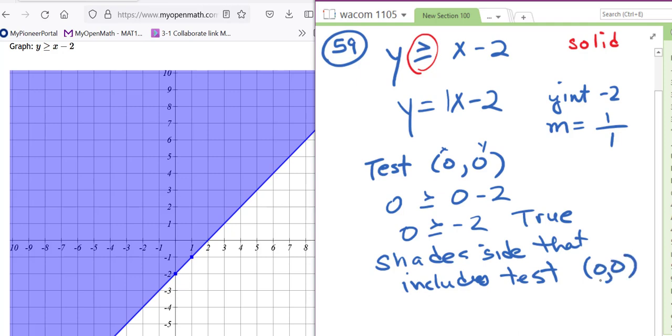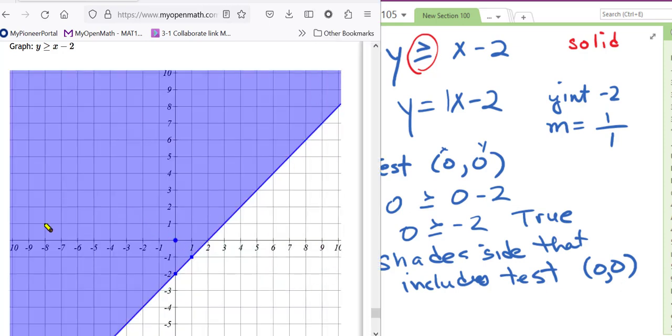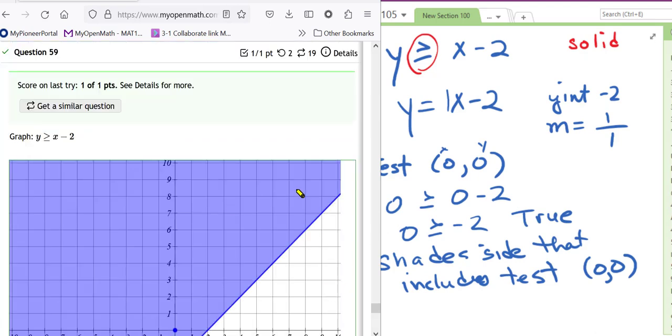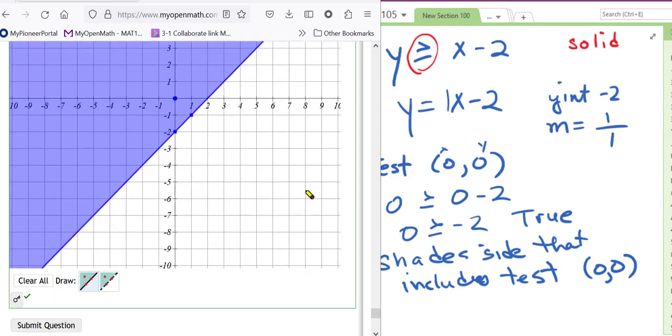All right, and right now I haven't clicked yet, so the mouse would move at either place. But 0, 0 is here, and so I want that side. So now it'll stay on that side. I just clicked, is all I did to make it stay. And there we go. They're happy with our answer.